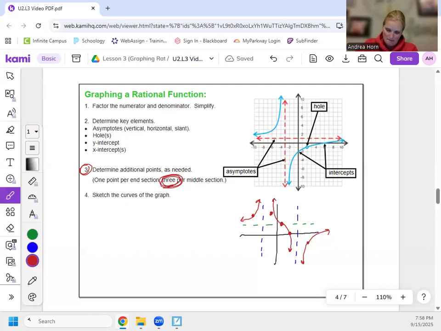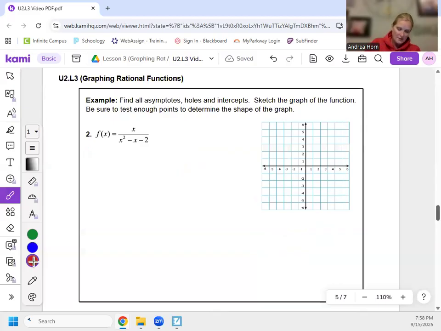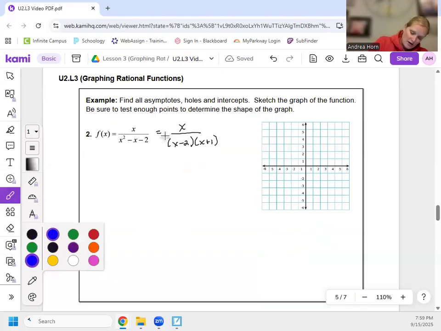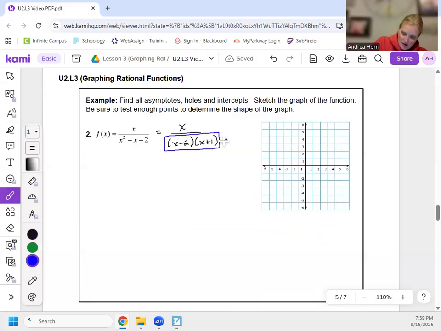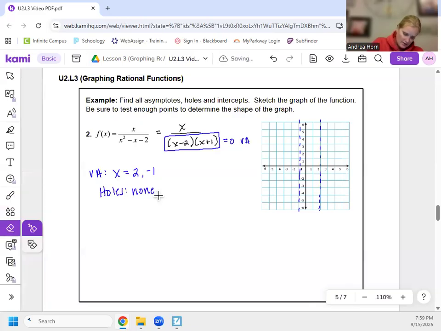Okay, let's try it. Let's look at our first example here. Okay, so my first step is I'm going to go ahead and write this in factored form as well, because remember, I need both. So the denominator is going to factor into x minus 2 and x plus 1. Nothing cancels here. So remember, we get our vertical asymptotes by setting our denominator equal to 0. So in this case, x is equal to 2 and negative 1. So there's one of those graphs that I was talking about where we're going to have a middle. All right, we have no holes, nothing canceled, so we have no holes.